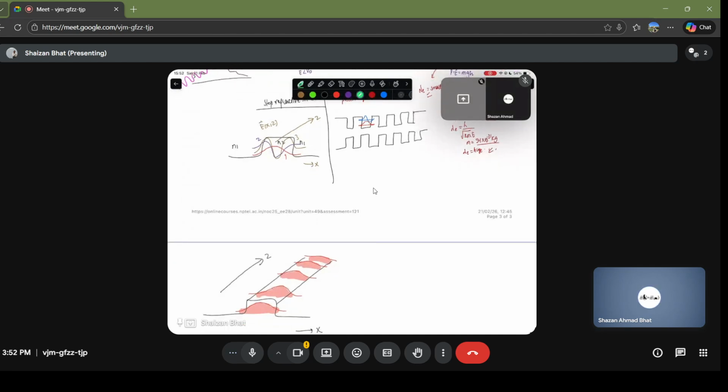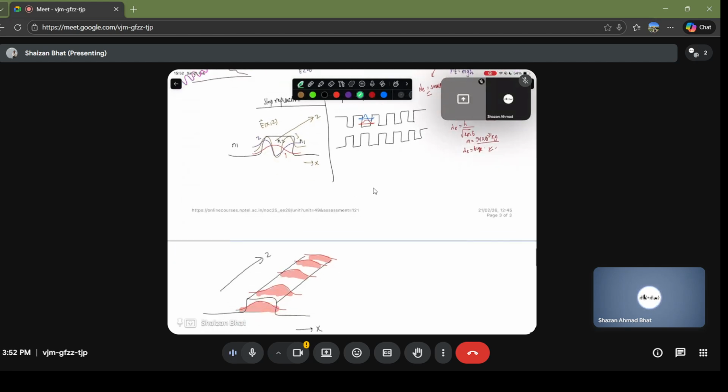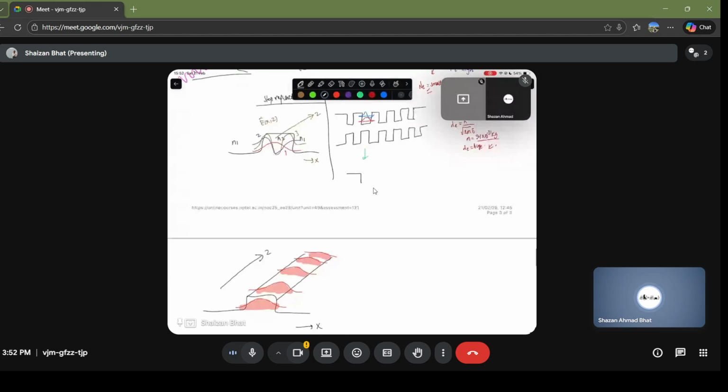And these exactly are the wells. If you draw this well in three dimensions, it will look something like this. Let me draw the conduction band only. This is the conduction band of material 1, and this is the conduction band of material 2. This is material 2, and this is again material 2.